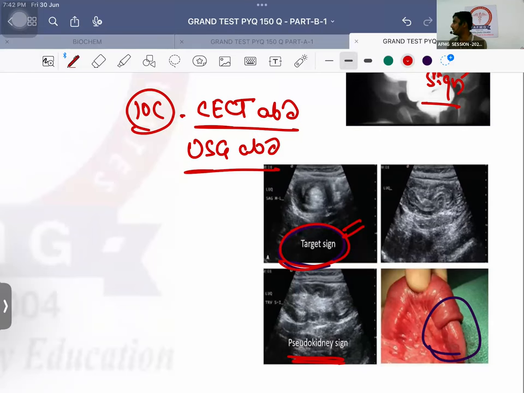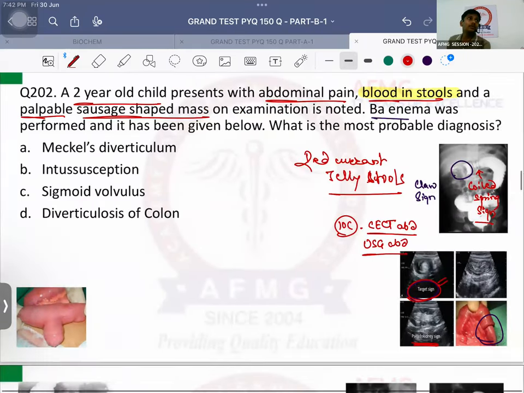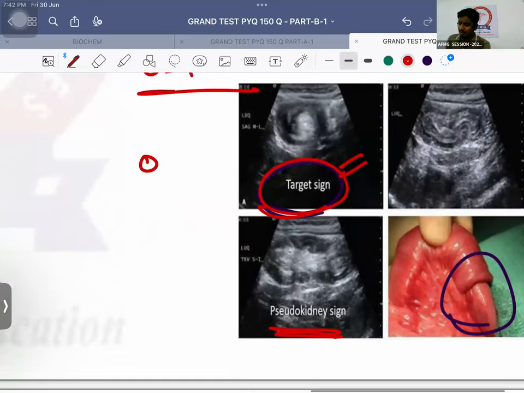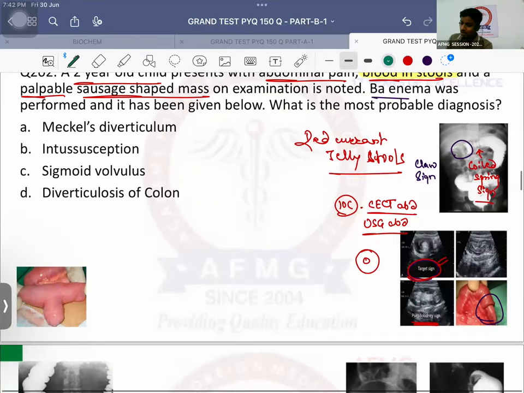No issues with this, anybody? Just think of a donut sign, we both have, right? There is one ring, and inside it there is a second ring. So definitely this is called the target sign, also called the bullseye sign, also called the donut sign. It's one and the same. Okay? Please remember. So the diagnosis in this condition is nothing else but intussusception.